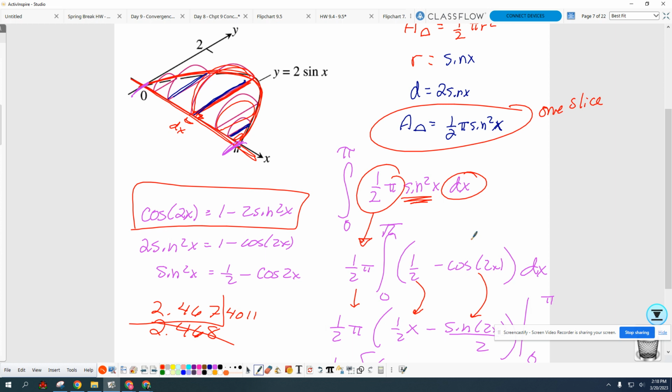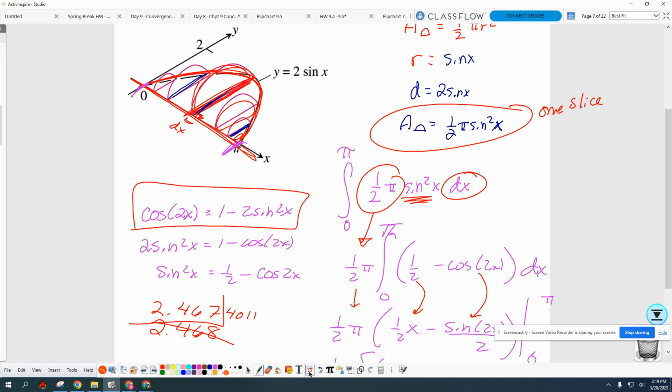Isaiah asks: why aren't we integrating 2 sine x first to find the area of what we're doing? Okay, 2 sine x is not an area. 2 sine x is a length only. The distance from here to there is a length. I wanted to find the area of the whole semicircle. So that length was actually a diameter. Cut that in half and get our radius so that we can get a formula for that disc. So we just found the area of the semicircle.